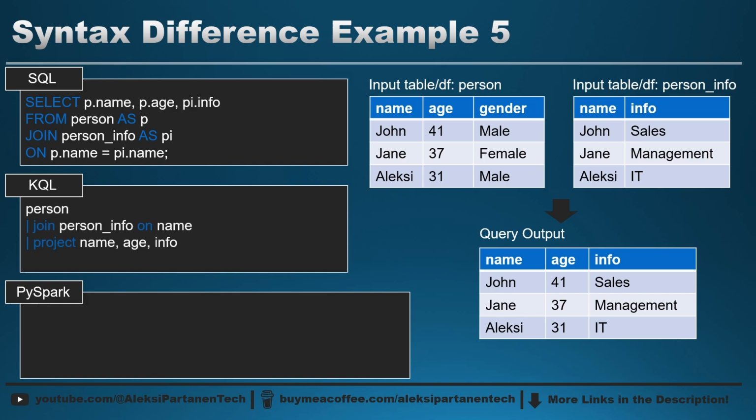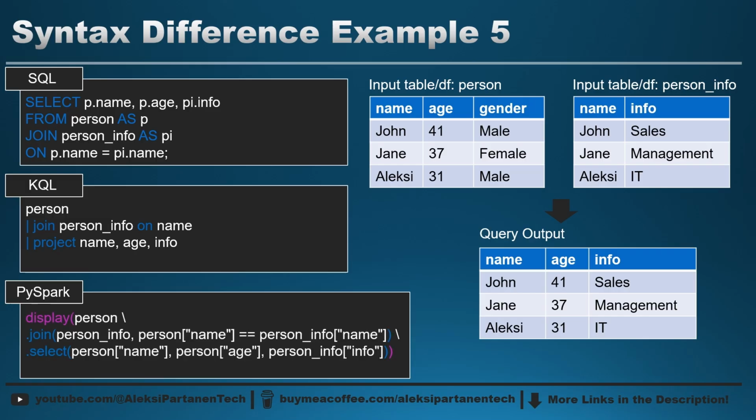With KQL, we have a very similar join operator that can be used to achieve the same result. With PySpark, we have the join function, and for it, we give the data frame we want to join as an argument, and then as a second argument, we provide the columns that are used to join the tables. And lastly, with the select function, we pick the columns we want to have in our output. This was the last example that I had in this theory section.